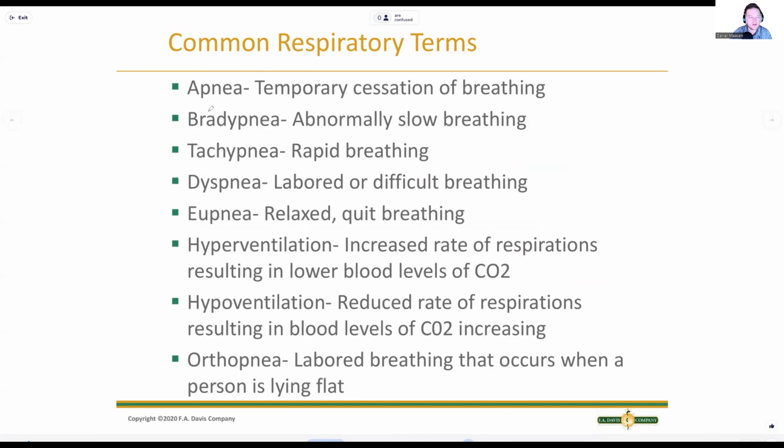As a nurse, you should definitely know what apnea is, right? Apnea is temporary cessation of breathing. Sleep apnea is the most common one, right? I don't know why my highlighter is that color. Sorry, guys.